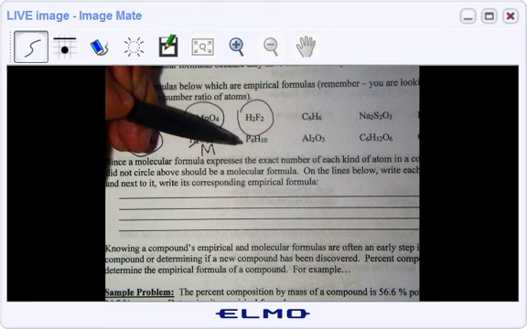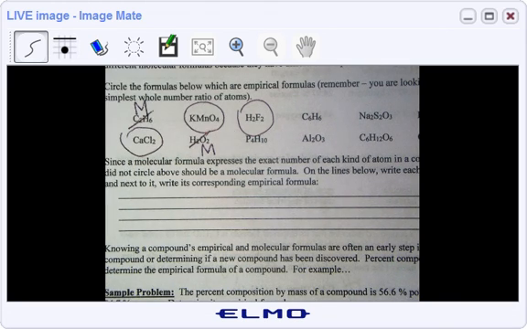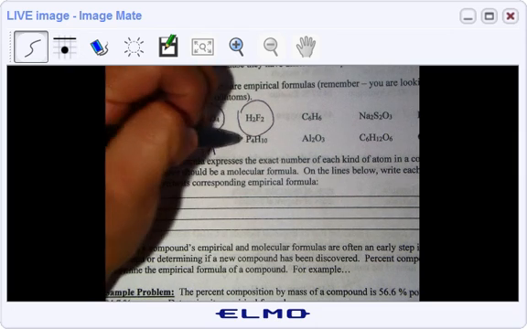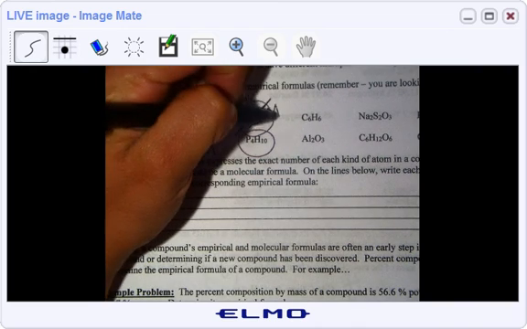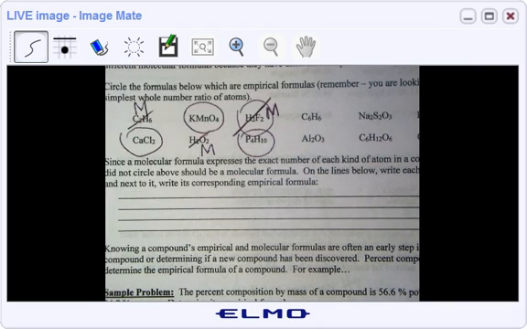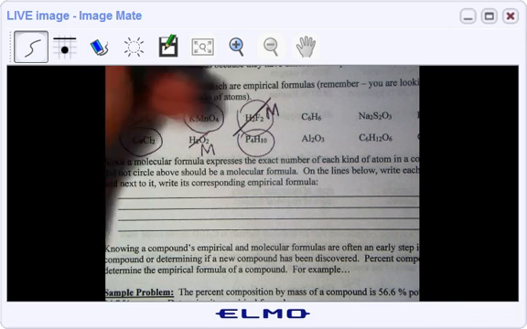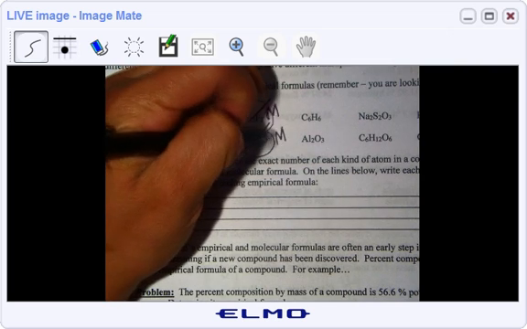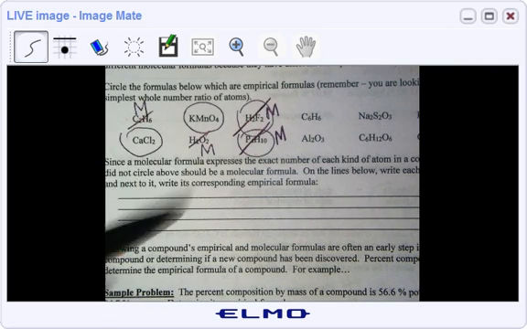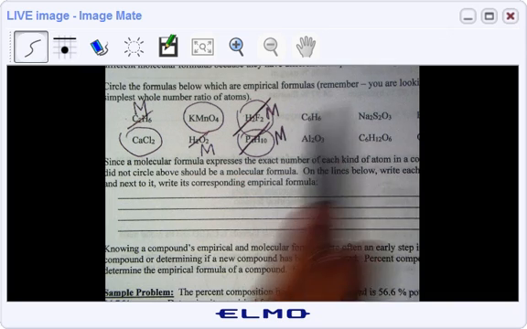And then P4H10, is this already simplified? No. Oh, I'm sorry guys. That is molecular because it's not reduced. So not reduced, not reduced, not reduced. These were the only two that were already in empirical. I'm going to leave these for you guys to do on your own.